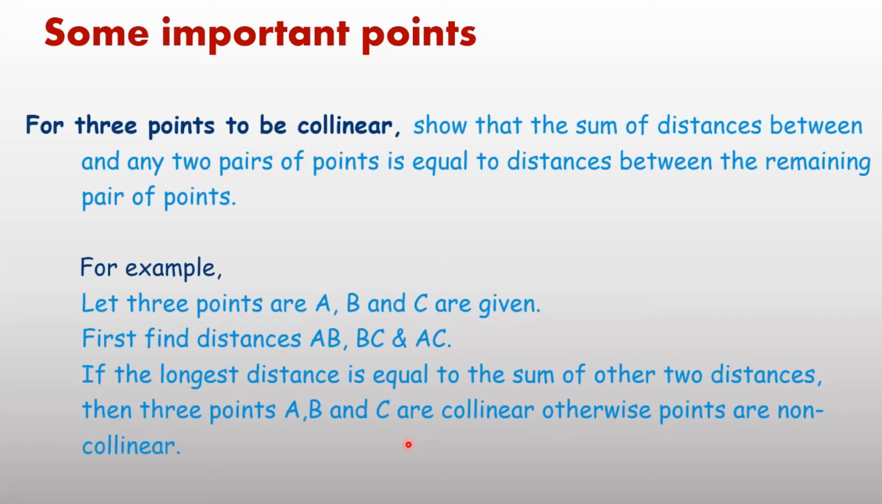Now, if by chance the longest distance is not equal to the sum of other two distances, then you will write the 3 points are non-collinear points, means 3 points do not lie on the same line. Collinear means if 3 points lie on the same line, then we can say 3 points are collinear. Using 3 collinear points, a triangle is not possible to form.